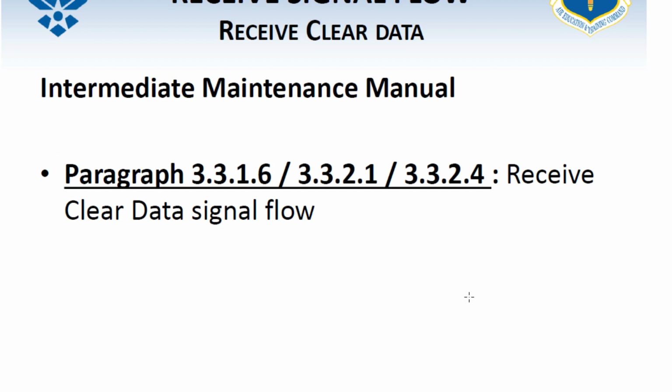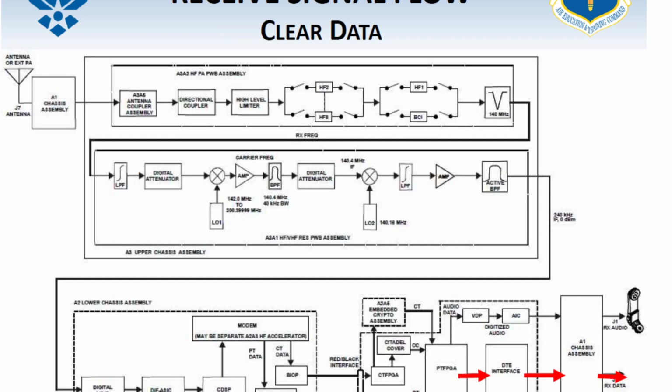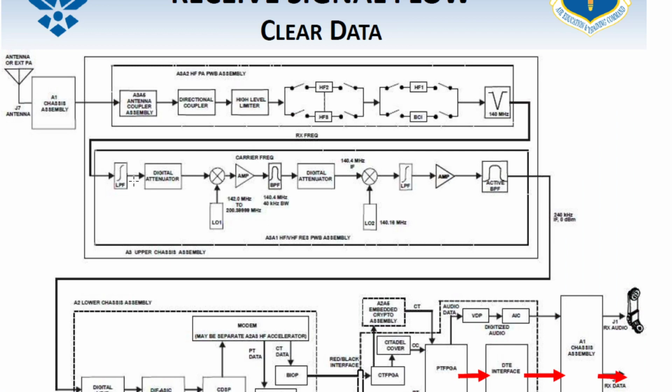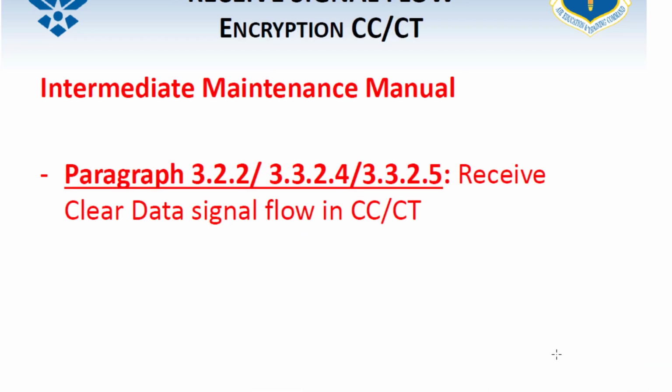Now, just like we did before, if you want to talk about the receive clear data signal flow, you'll notice it starts right down here because nothing changed, right? Coming through our analog RF sections up here. Nothing was different. Cool. So go back through the CFPGA, go to the PTFPGA, our traffic cop, go to the DTE interface, data terminal equipment interface, go to the A1 chassis assembly, and then go right back out into your computer.